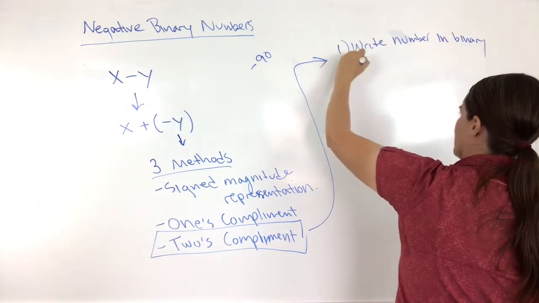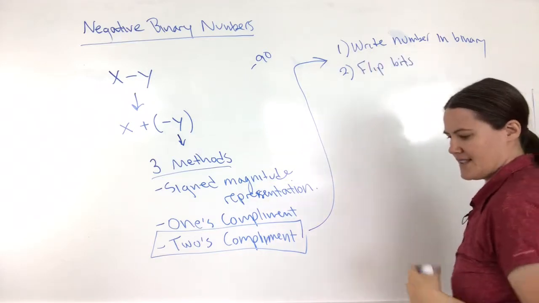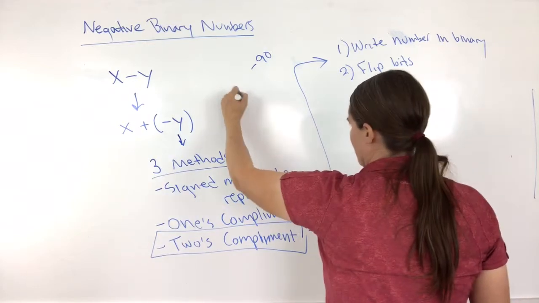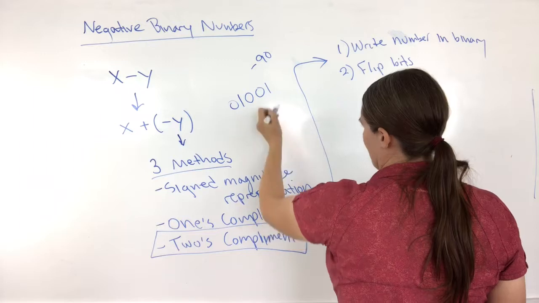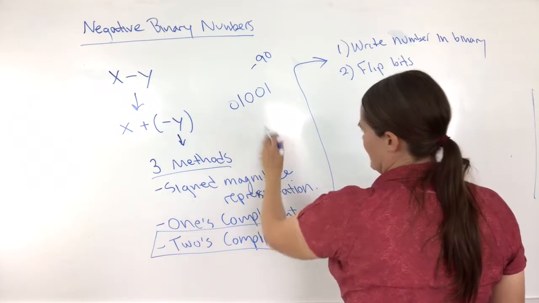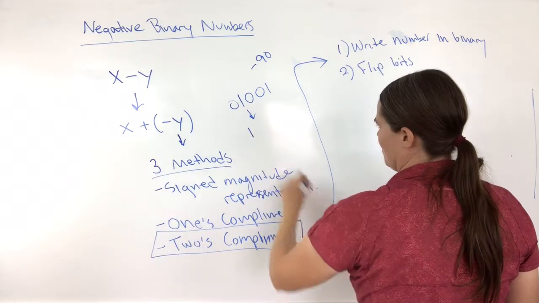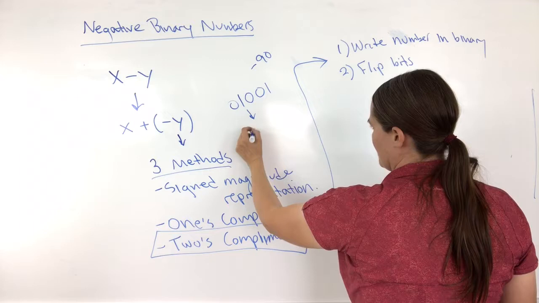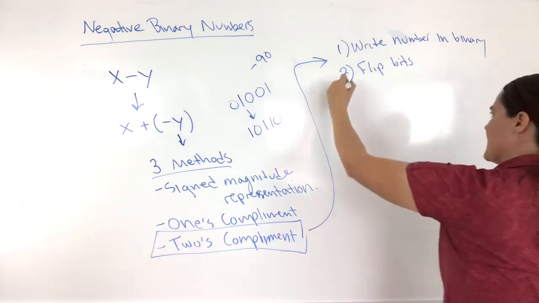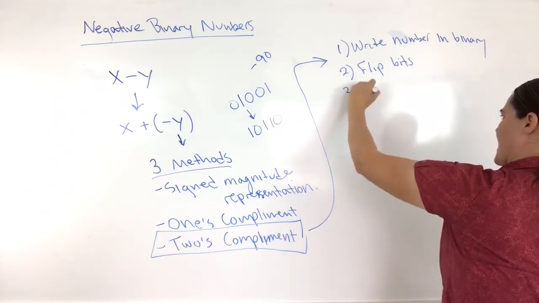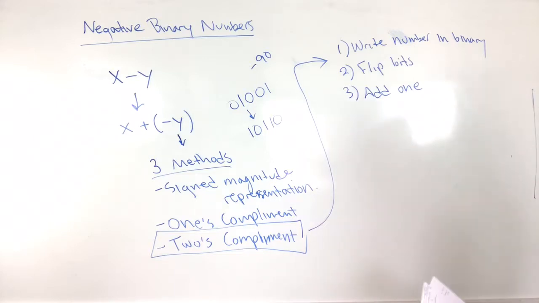The second step is to flip the bits. And what this means is, let's say you have 0, 1, 0, 1, 0, 0, 1. To flip the bits for this number, you just take the opposite of each of these bits. So the 0 would become a 1, the 1 would become a 0, so this would become 1, 0, 1, 1, 0. The third step is to add 1.